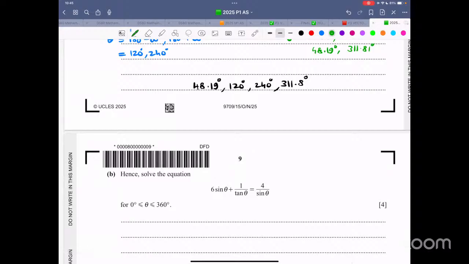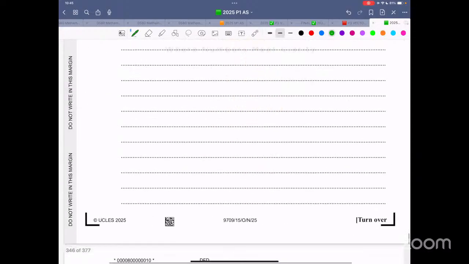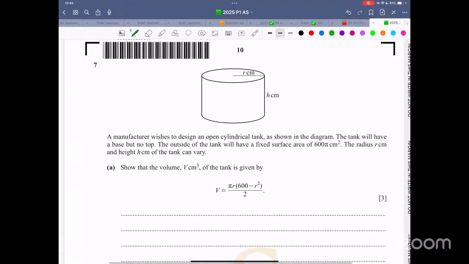So part B, it's done above. Of course, don't do that in the exam. I'm just doing it right now over here. Now, question number 7, what is it about? So first, read the question.